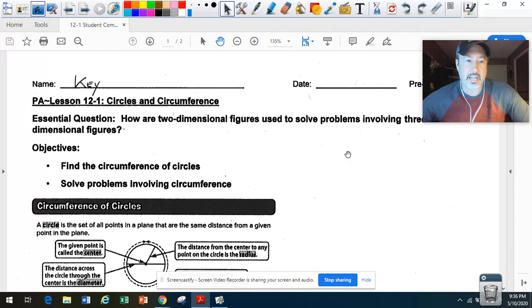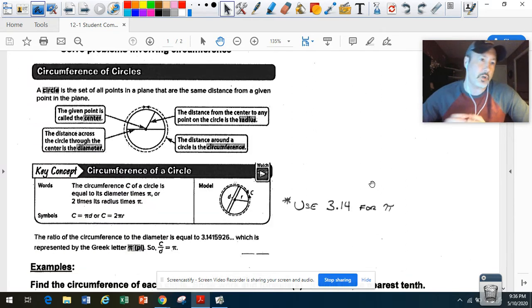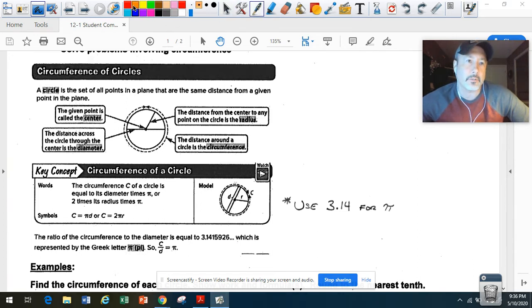So let's take a look here and let's look at the different pieces of a circle that you need to know. So it says a circle is a set of all points in a plane that are the same distance from a given point in a plane. Now, basically what we're saying here is this: if you take a look here, we have our center, this in red. Here's our center point right here. That's our center. That's our given point.